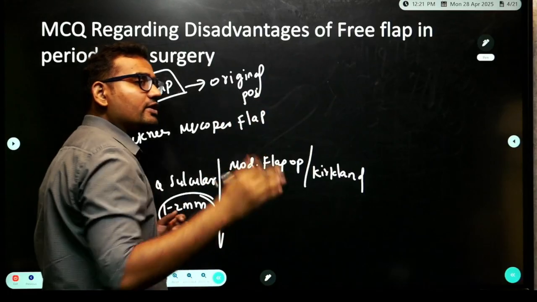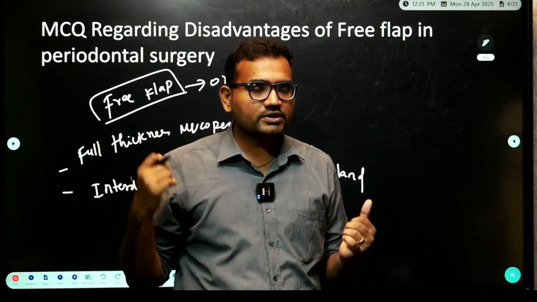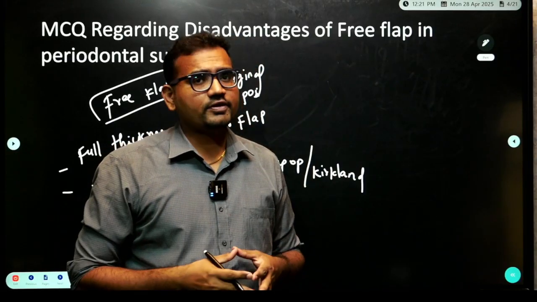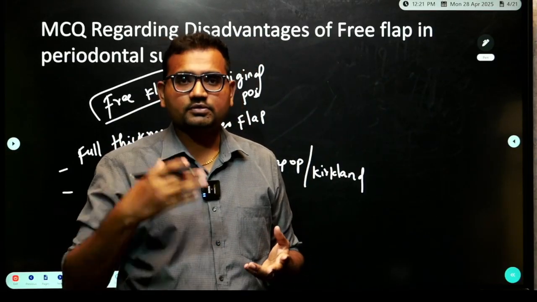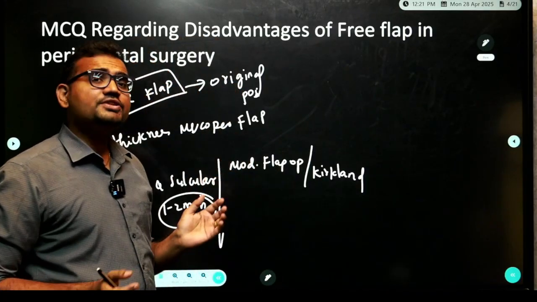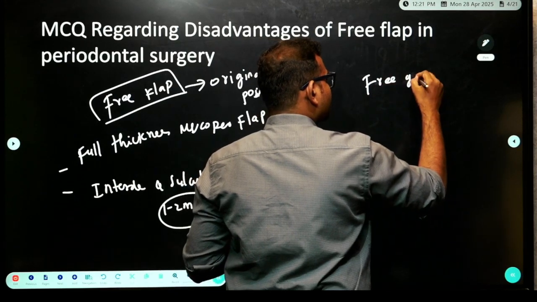So imagine I have a pocket of 8 mm, I cannot raise the flap properly with a free flap. There are a few disadvantages of the free flap. I cannot do osseous recontouring, and deeper pockets I cannot access. Okay, now what do you mean by a free gingival graft?